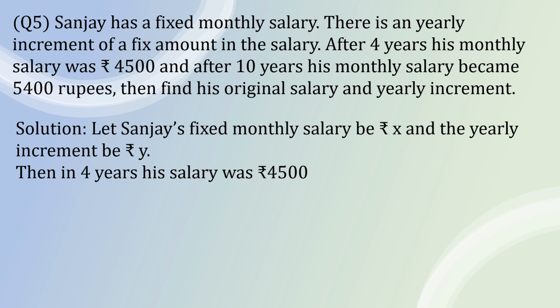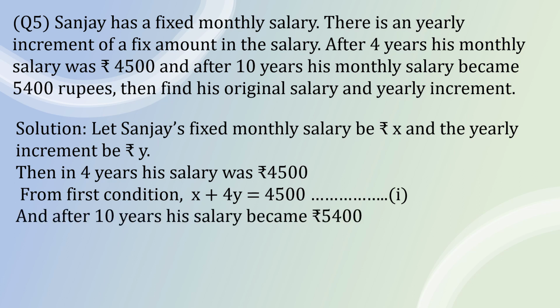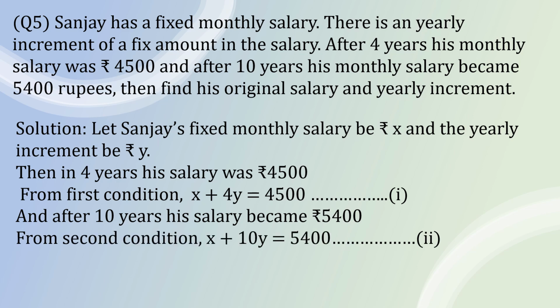Therefore in 4 years his salary was rupees 4,500, it is given. So you'll get from first condition X plus 4Y equal to 4,500. X is the fixed salary and 4 years increment will become 4Y. So X plus 4Y equal to 4,500. We'll put it as equation number 1. Now, after 10 years, his salary became rupees 5,400. This is second condition. So, in equation form, you'll write down from second condition, X plus 10Y equal to 5,400. This is your equation 2.